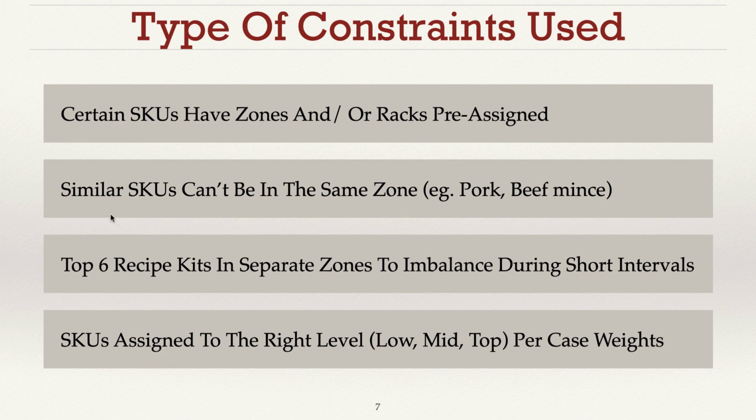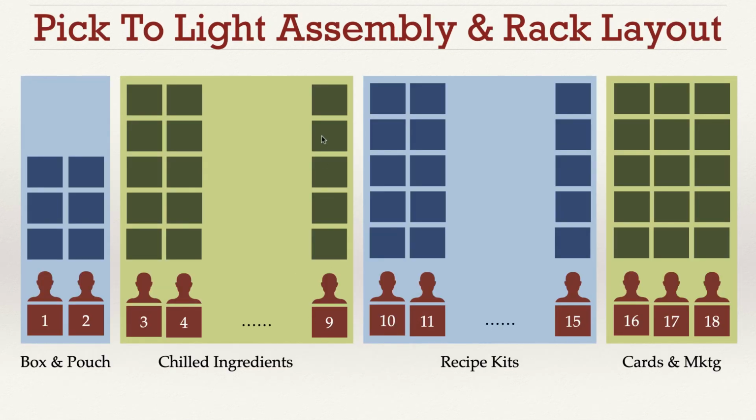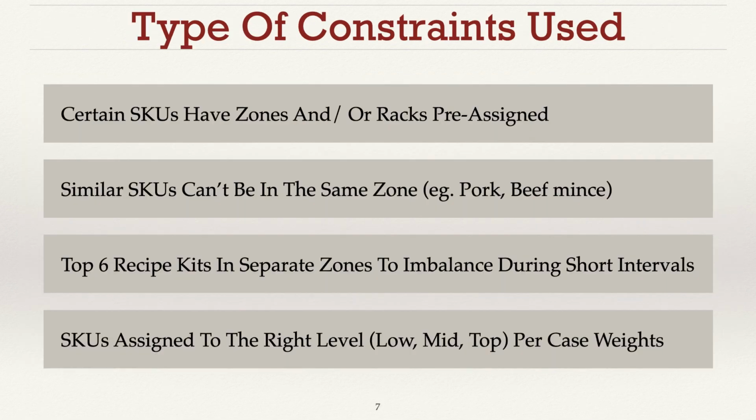Second constraint is that similar SKUs or similar ingredients, like pork and beef mince, can't be in the same zone. So for example, the same person cannot have pork mince and beef mince in his rack. This is to avoid either picking errors or potentially replenishing errors, depending on the process. They want these sorts of constraints as well. Therefore, I have ensured that those constraints are applied in the rack plan. Still get fantastic leveled rack plan results.